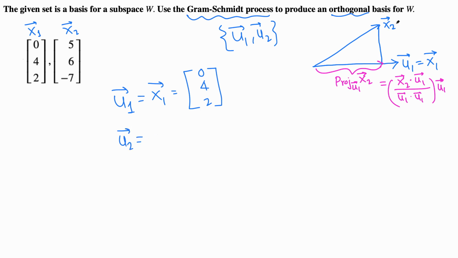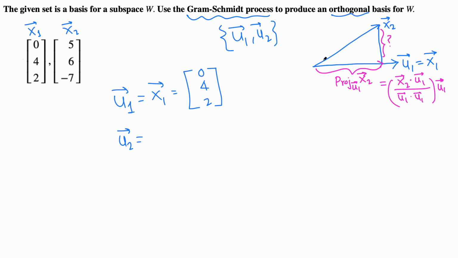If you look at this picture, that's pretty much the idea. This is not exactly related to these vectors, but this is the idea. So we have x1, the first vector here, and x2. They are not perpendicular to each other. Now we want to find a vector perpendicular to x1, so this vector pretty much.